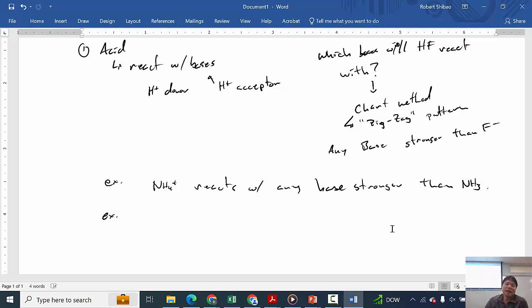Another example would be HCl. It reacts with any base equal to or stronger than water.